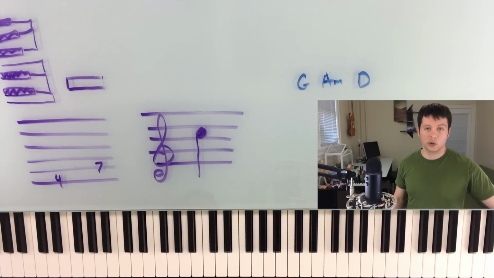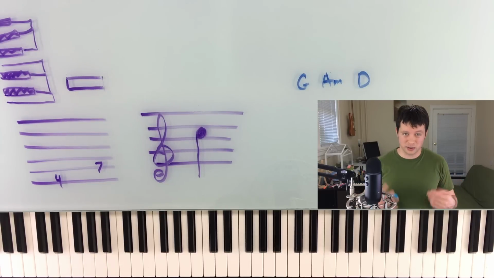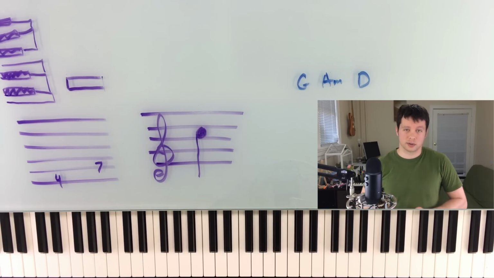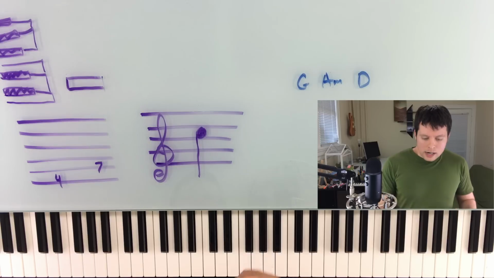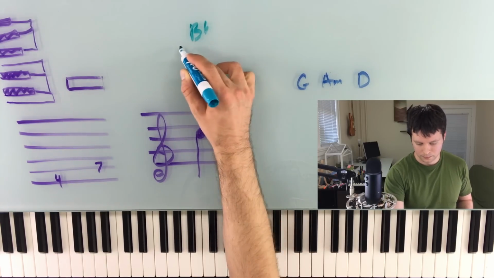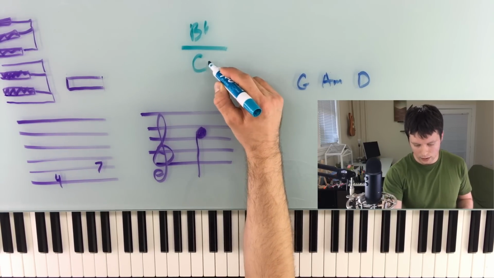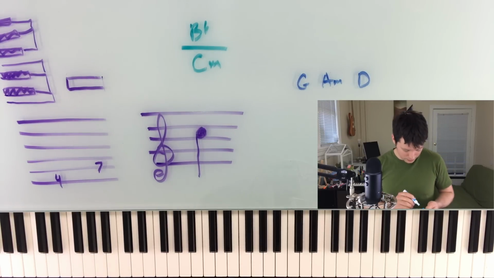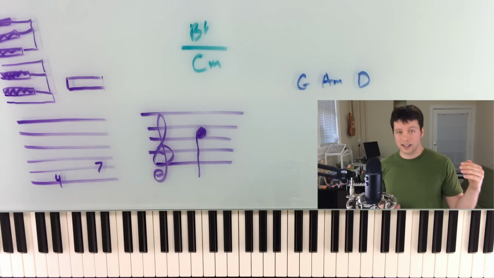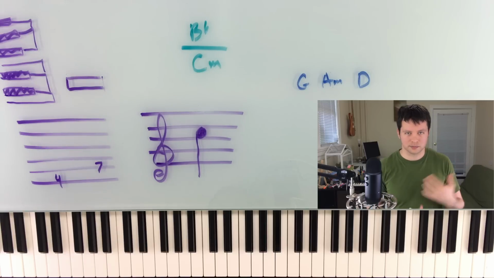Okay, so now let's take a look at polychords, which in a lot of ways are a very similar idea to slash chords, kind of. So a polychord might look like this. And notice the only real difference between the way this looks and the way a slash chord looks is that that line is horizontal. It looks like a fraction. And that's the only difference.